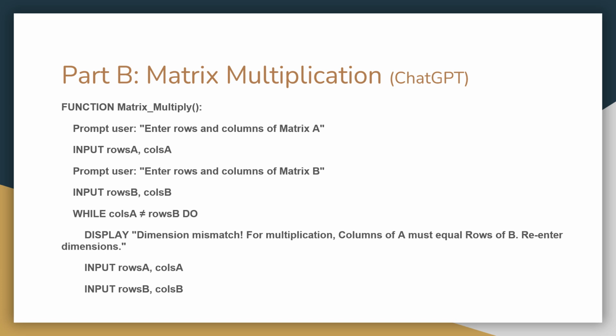For example, in your matrix A, since it's a rule, if your columns A is 4 and your rows B is 3, it's not going to work. Then it'll display the error message which they wrote: Dimensions mismatch for multiplication. Columns of A must equal rows of B. Re-enter dimensions. So then it's going to tell the user again, input your rows A and columns A, and input rows B and columns B until you fulfill the condition.